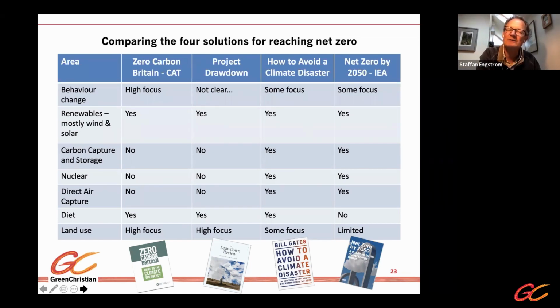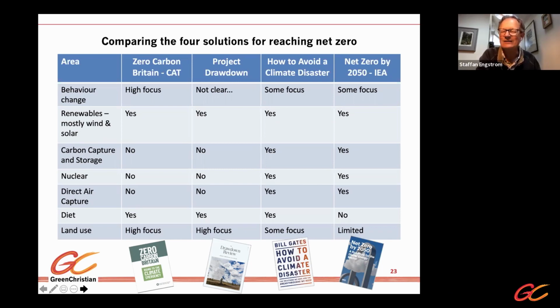So what I was going to do now is just give you a comparison to think about, and we're very short on time. We're talking about behavior change. CAT's Zero Carbon Britain is highly focused on behavior change. The others, I wasn't clear, there was some focus, I think, but not as highly as the CAT's. Renewables, they all see wind and solar as absolutely top of the shop. Carbon capture and storage, it's an even two, no for 2 and yes for 2. Nuclear, no for 2, yes for 2. Direct air capture, no for 2, yes for 2. So there's a different kind of angle sitting in here.